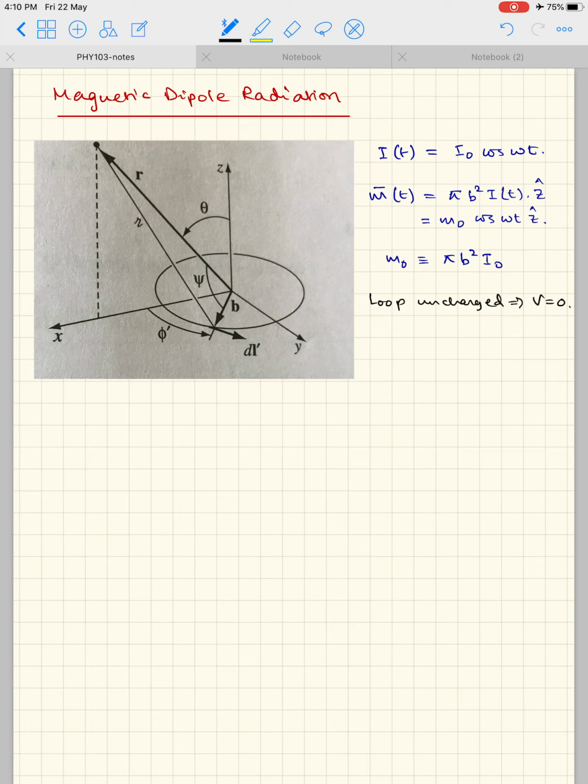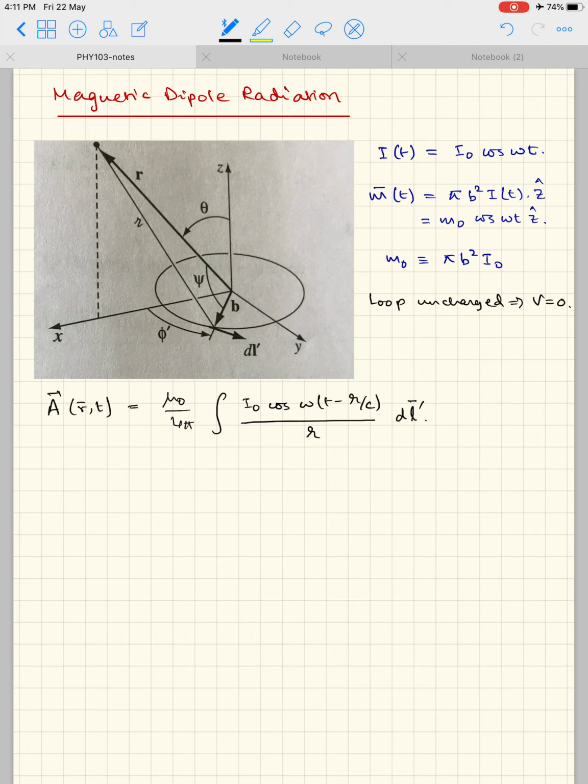The retarded vector potential, on the other hand, is given by A(r, t). This is nothing but mu naught by 4 pi integral of I naught cosine omega (t minus r over c) by r dl prime.